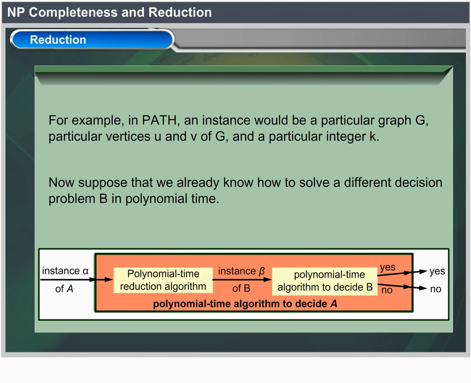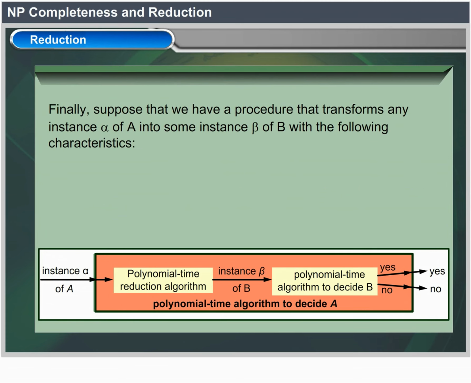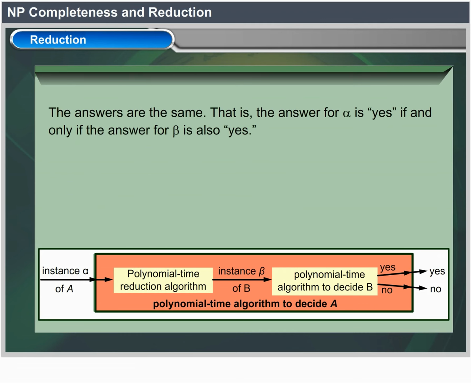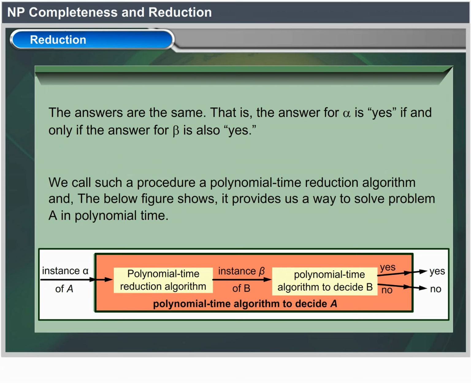Finally, suppose that we have a procedure that transforms any instance alpha of A into some instance beta of B with the following characteristics. The transformation takes polynomial time. The answers are the same. That is, the answer for alpha is yes if and only if the answer for beta is also yes. We call such a procedure a polynomial time reduction algorithm, and the below figure shows it provides us a way to solve problem A in polynomial time.